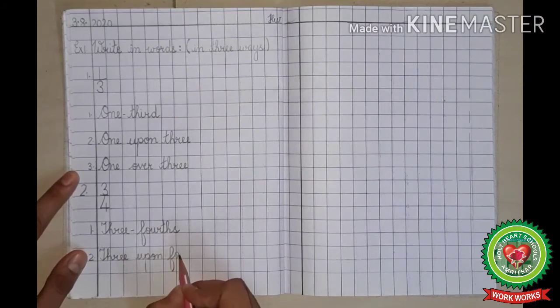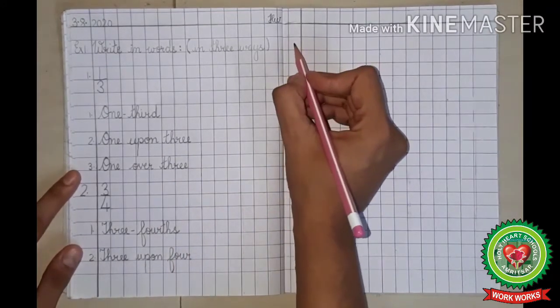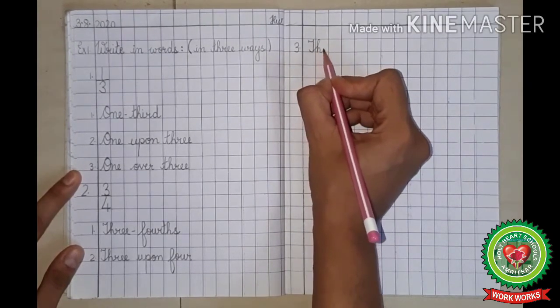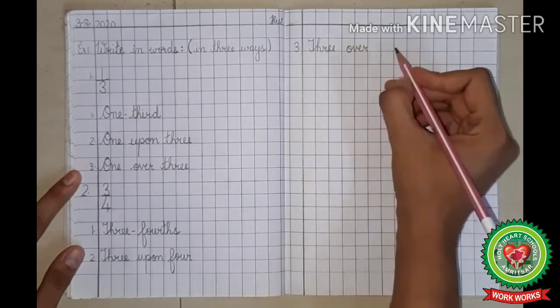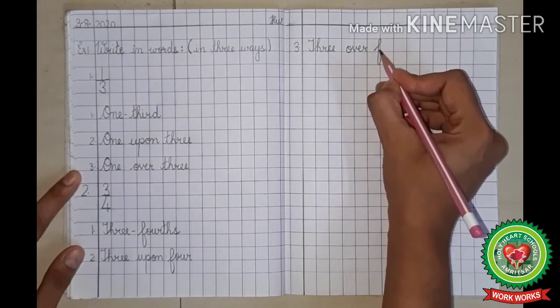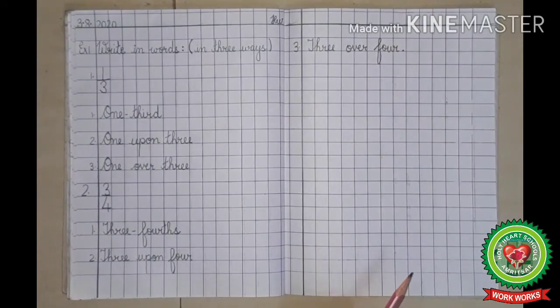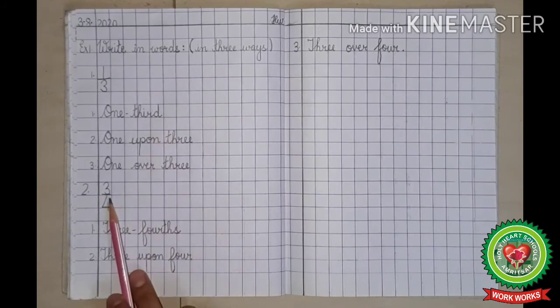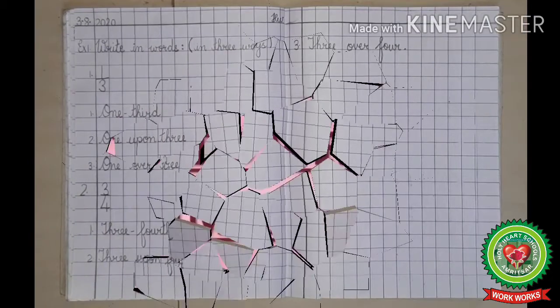Now children, if you don't have space here, go to your next page and write number 3. That is 3 over 4, F-O-U-R, like this. So children, keep in mind, if the numerator is 1, you do not add s, and if the numerator is more than 1, you add s with the denominator. I hope you are clear with writing words in 3 ways.